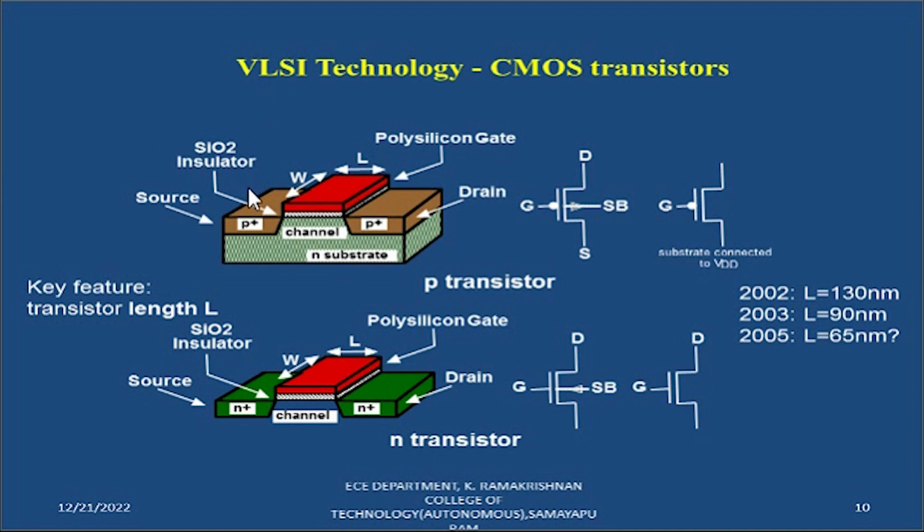That channel will segregate your N substrate as well as the P substrate. If you need to provide connectivity, the interconnections are made using polysilicon gates, and the P channel and N channel are separated by means of a silicon dioxide insulator, so that we can avoid the unnecessary short channel effects that happen between the P substrate and the N substrate.